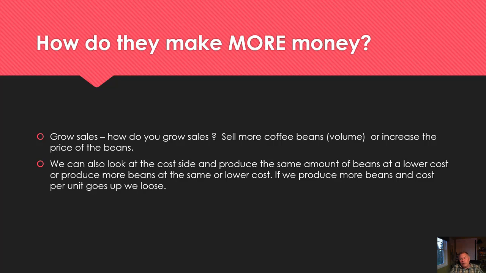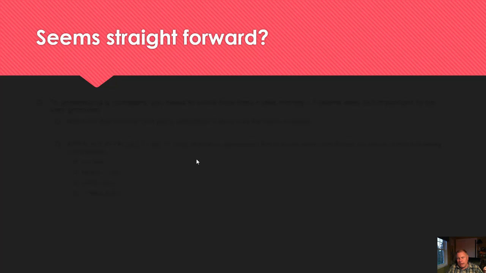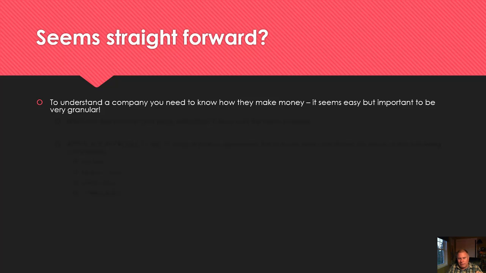Okay? So when you're thinking about this, if you want to make more money and the firm wants to be sustainable, they tend to need to make more money. They need to increase volume or increase the price of the beans or the unit cost. Okay? But when it comes down to the cost, you can only control so much in costs. But if you're going to grow a business, it has to grow in sales. Seems straightforward? Hopefully you got it.